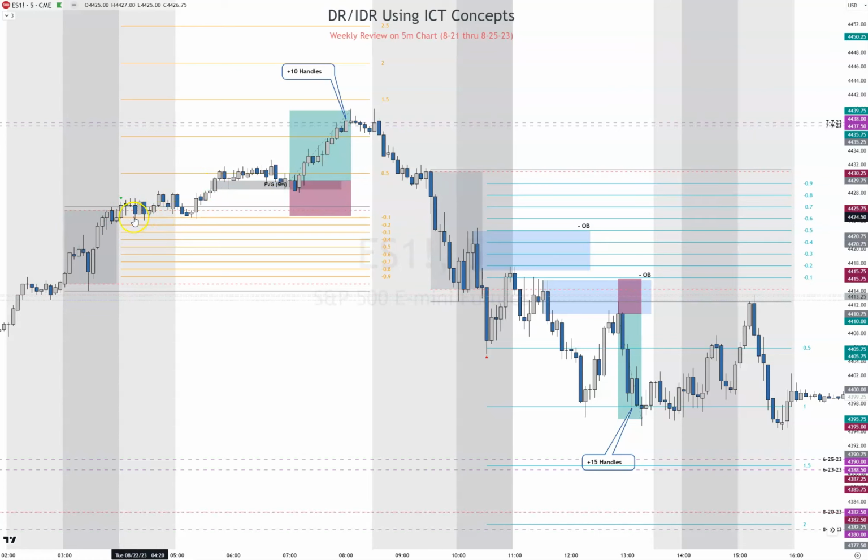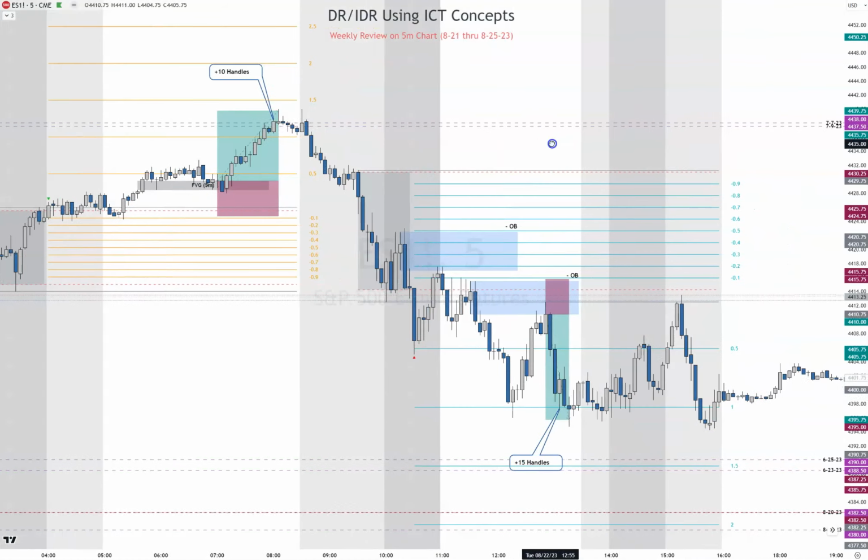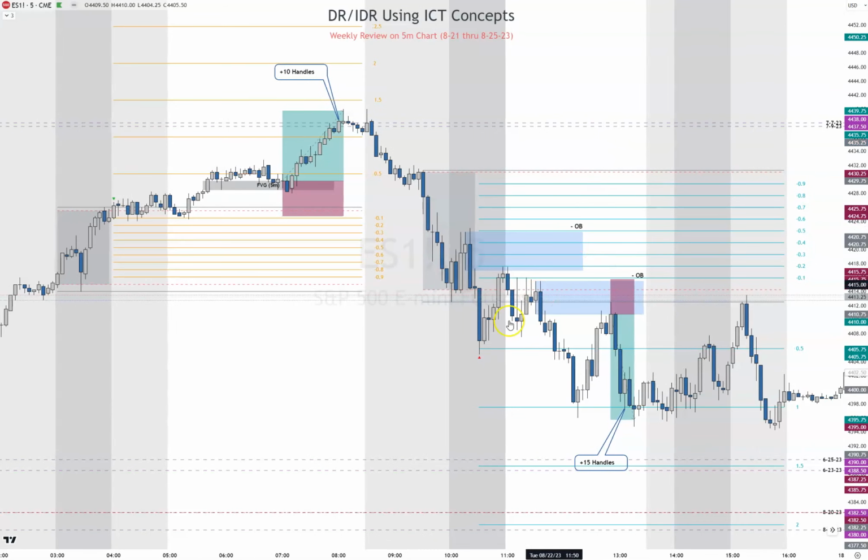So then we really have no structure. We have structure down here, but it never came back into it. So the only structure we really had was the 5-minute fair value gap. We trade into it. We aim for 1 to 2 because this is the ODR session, and we get 10 handles. So now we're plus 10. Okay, we're at 25 for the week right now, and then we have the RDR session.